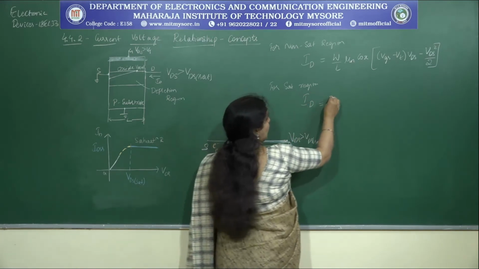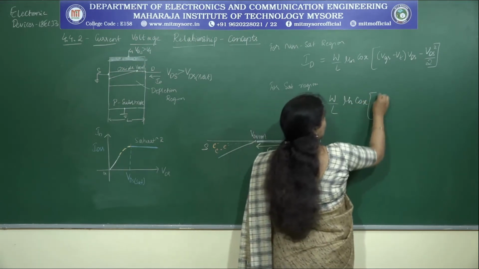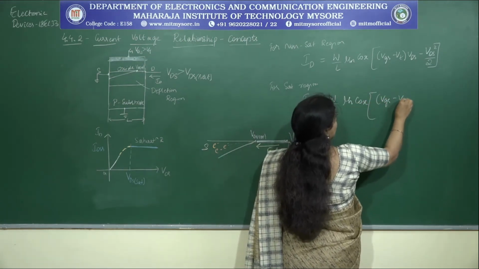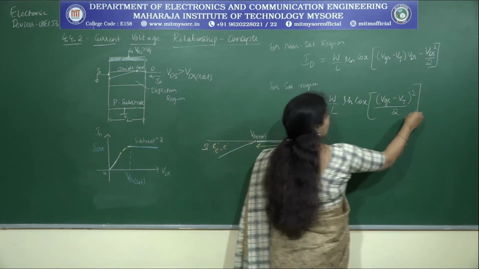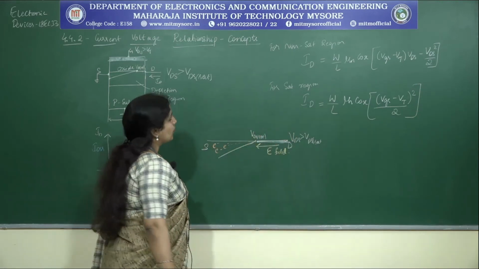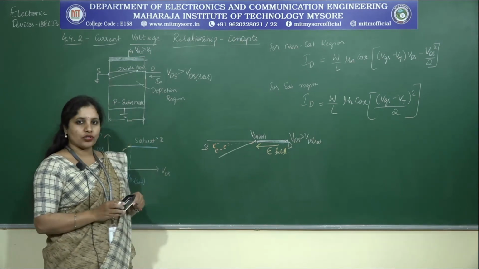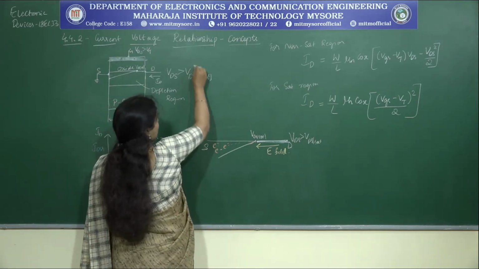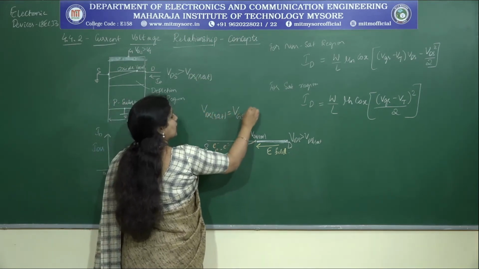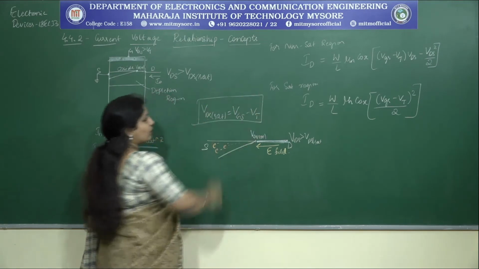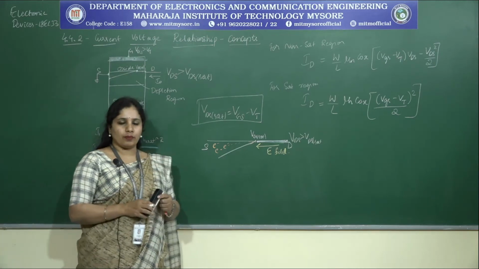Coming to the saturation region, ID is given by W by L into mu n into COX into (VGS minus VT) whole square divided by 2. You can write VT as capital VT, which is the threshold voltage. These are the equations considered for the non-saturation region and for the saturation region. And for VDS sat, VDS sat is basically given by VGS minus VT. These are the 3 equations that you have to be familiar with.